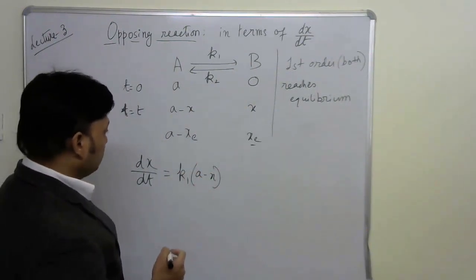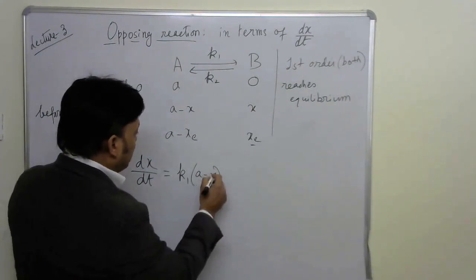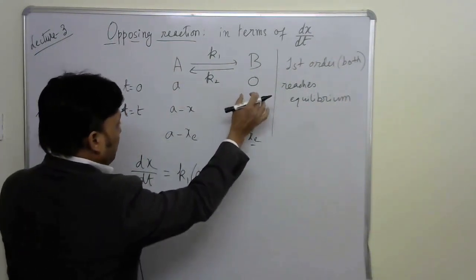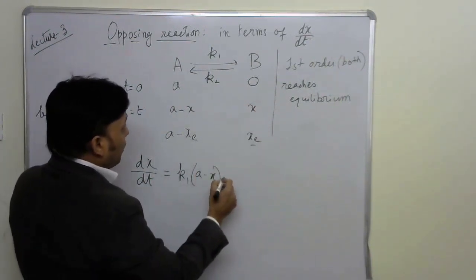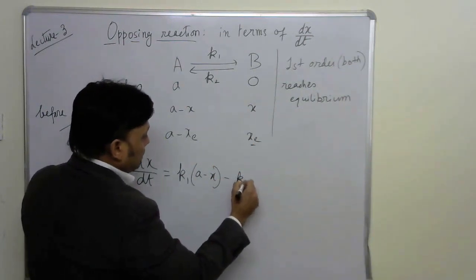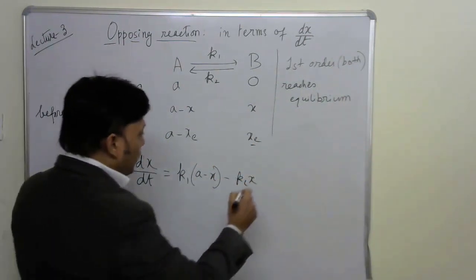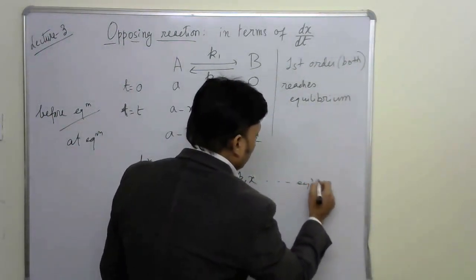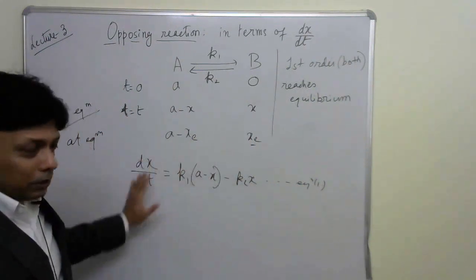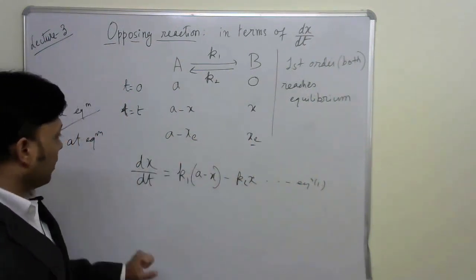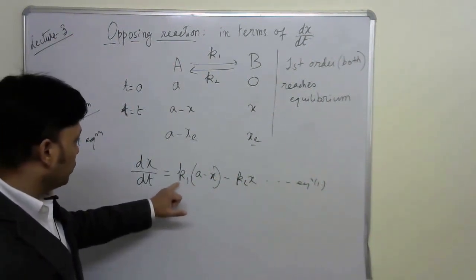Okay. Now the thing is that B is getting produced by this, but also it is getting vanished by the following term, k2 multiplied by x. So we can call it our equation 1. All right, so you see, it is difficult to integrate in this manner because the major problem is that we don't know k1 and k2.